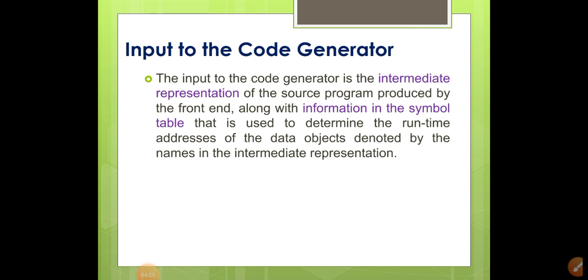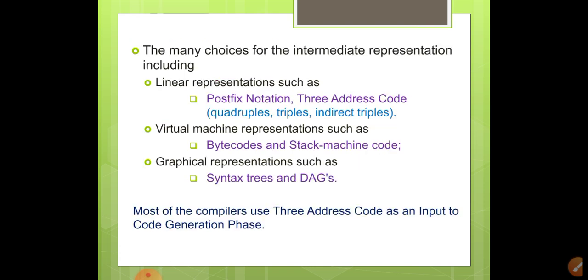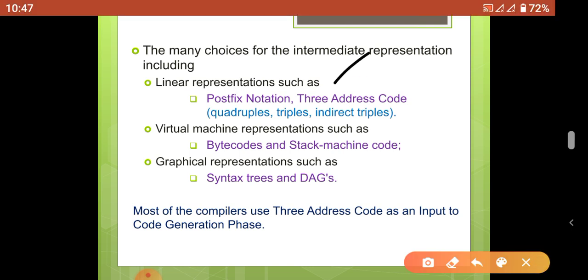The input of the code generation phase is an intermediate representation, but intermediate representation has a variety of formats. Next we are going to discuss that. The intermediate representation has three kinds of formats: linear representation, virtual machine representation, and graphical representation. The postfix notation and three address code are in the linear representation, and the syntax tree and DAG are in the graphical representation, which we discussed in the first unit, third unit, as well as the last unit.